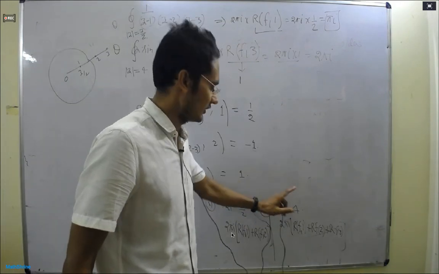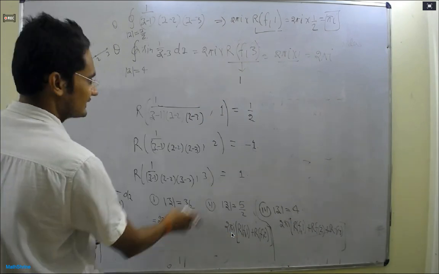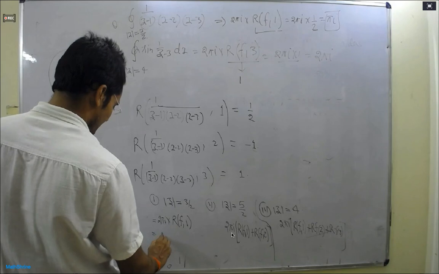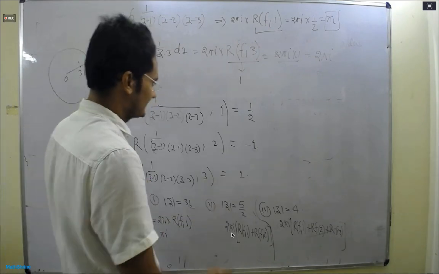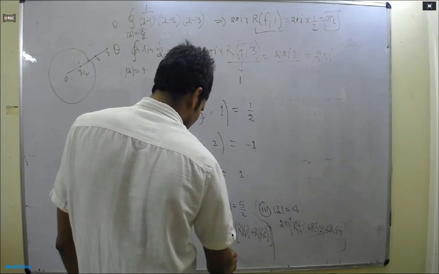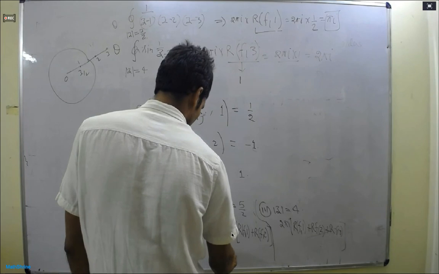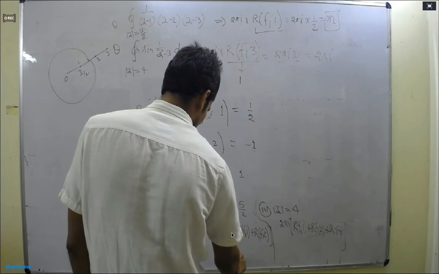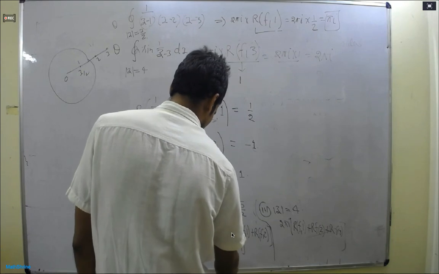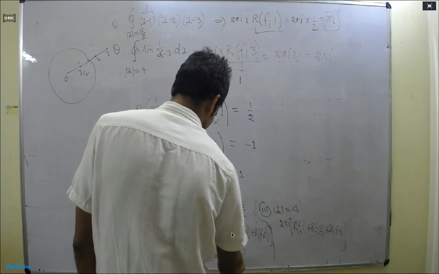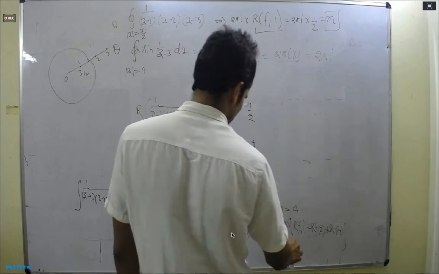In this region, 1 by 2 minus 1, so this will come out 2 pi iota into half minus 1, right? So 2 pi iota into half minus 1 will come out minus pi iota. And in this region you add all these, so this will again come pi iota. This was in CSIR and GATE. This question was also in the JEST exam.